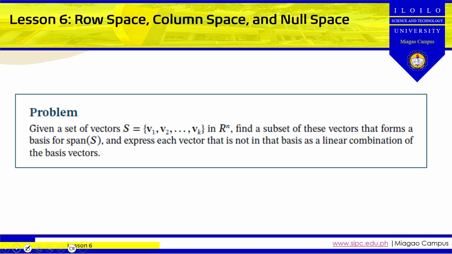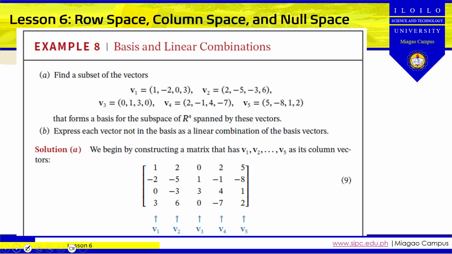So the problem: given a set of vectors in Rn, find a subset of these vectors that forms a basis. Take note of the term: find a subset of vectors that forms a basis for span S, and express each vector that is not in that basis as a linear combination of the basis vectors. So example 8, the basis and linear combinations.